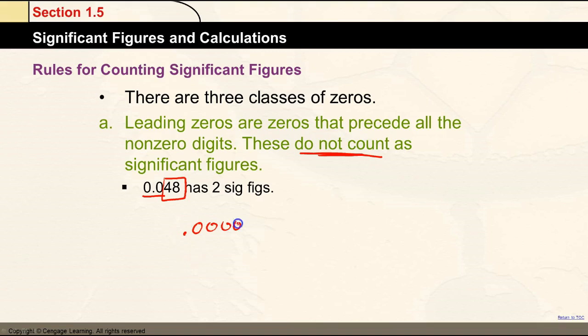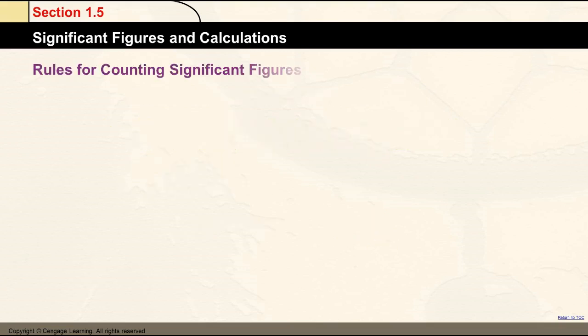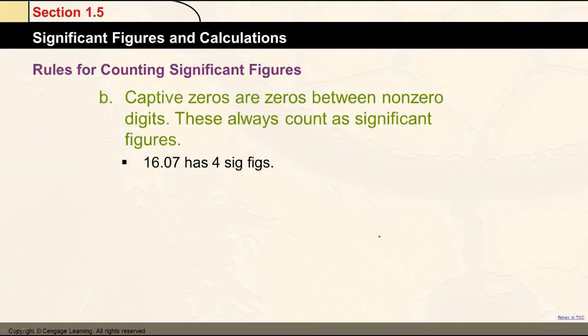Doesn't matter how many zeros there are. If they are leading zeros, if they come in front of your number, then they are going to be not significant. And so this example right here would have 1 sig fig, or 1 significant figure, because those zeros do not count. The second type of zeros are going to be captive zeros. I like to call them sandwich zeros because they are in between 2 non-zero numbers.